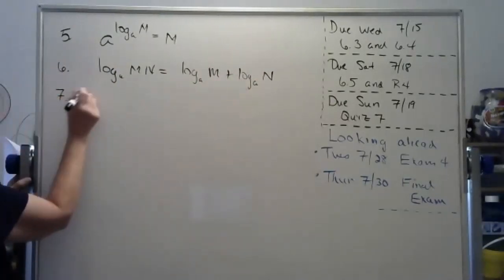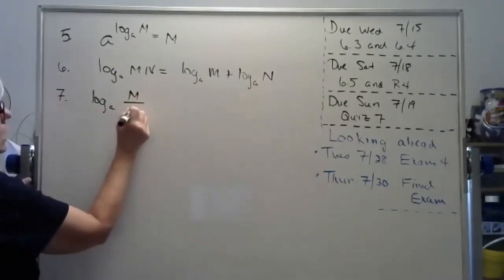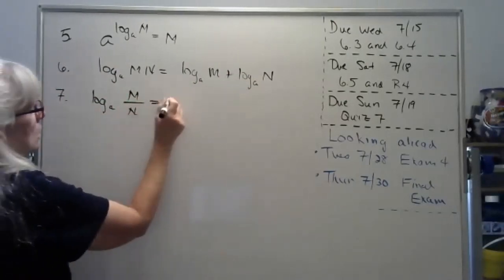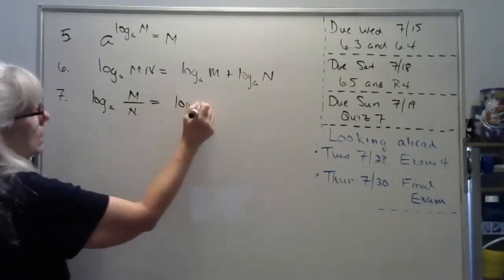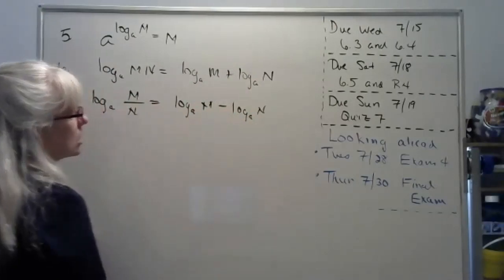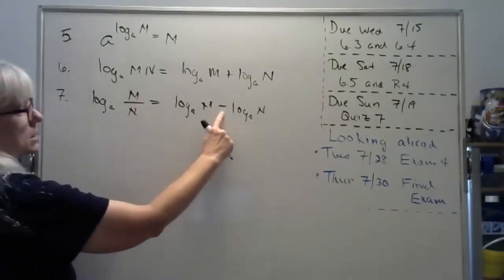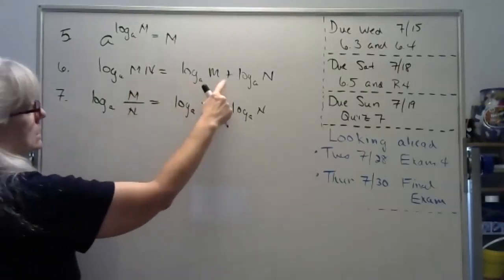Number 7 is hand in hand with that one. If I have log base a of m over n, so now I have a quotient, then I can rewrite that expression as the difference of two logs. So log base a of m minus log base a of n. So when you have a quotient, you write it as a difference. When you have a product, you write it as a sum.